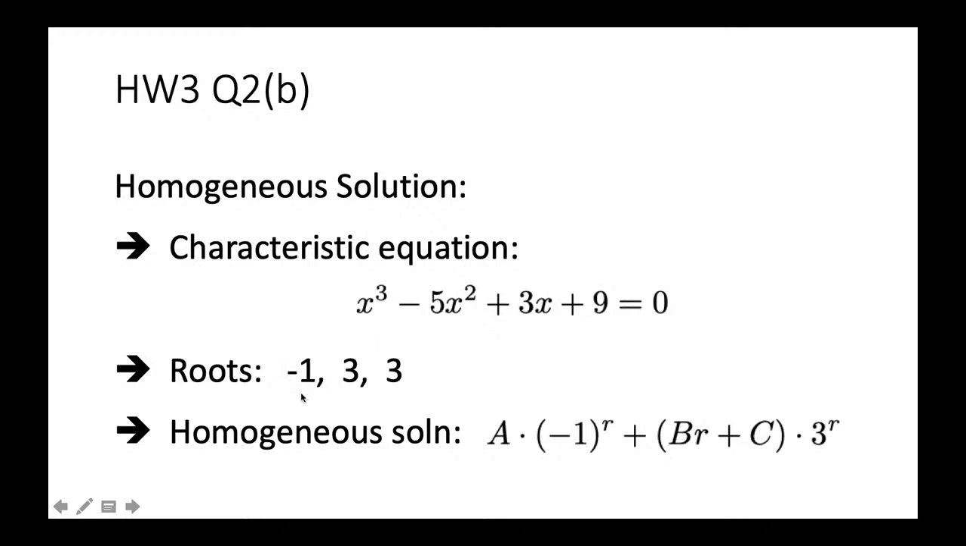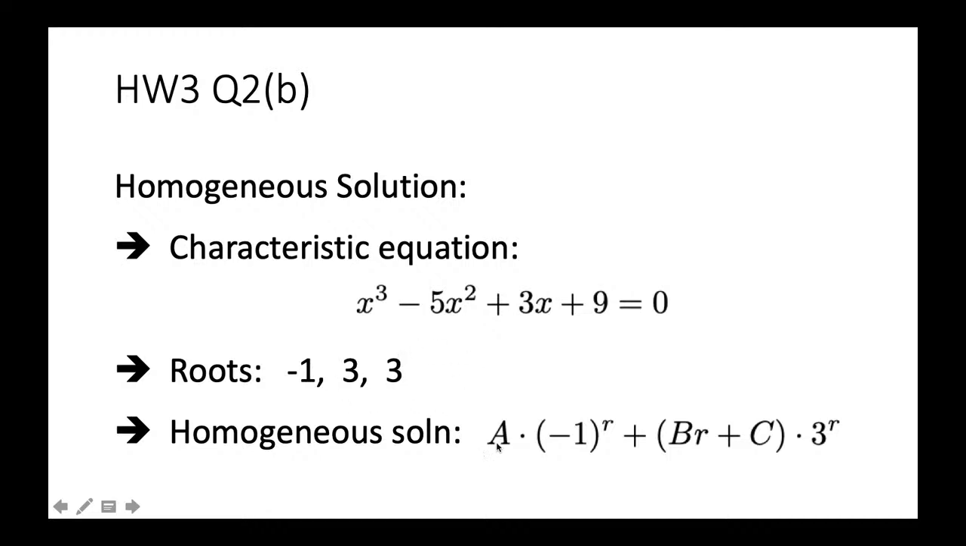After we get that minus 1 is a root, and after doing factorization, we find that this is equal to (x plus 1) multiplied by (x squared minus 6x plus 9). The latter part is equal to (x minus 3) squared. So we find that the roots are minus 1, and then 3, and then another 3. So 3 is a double root.